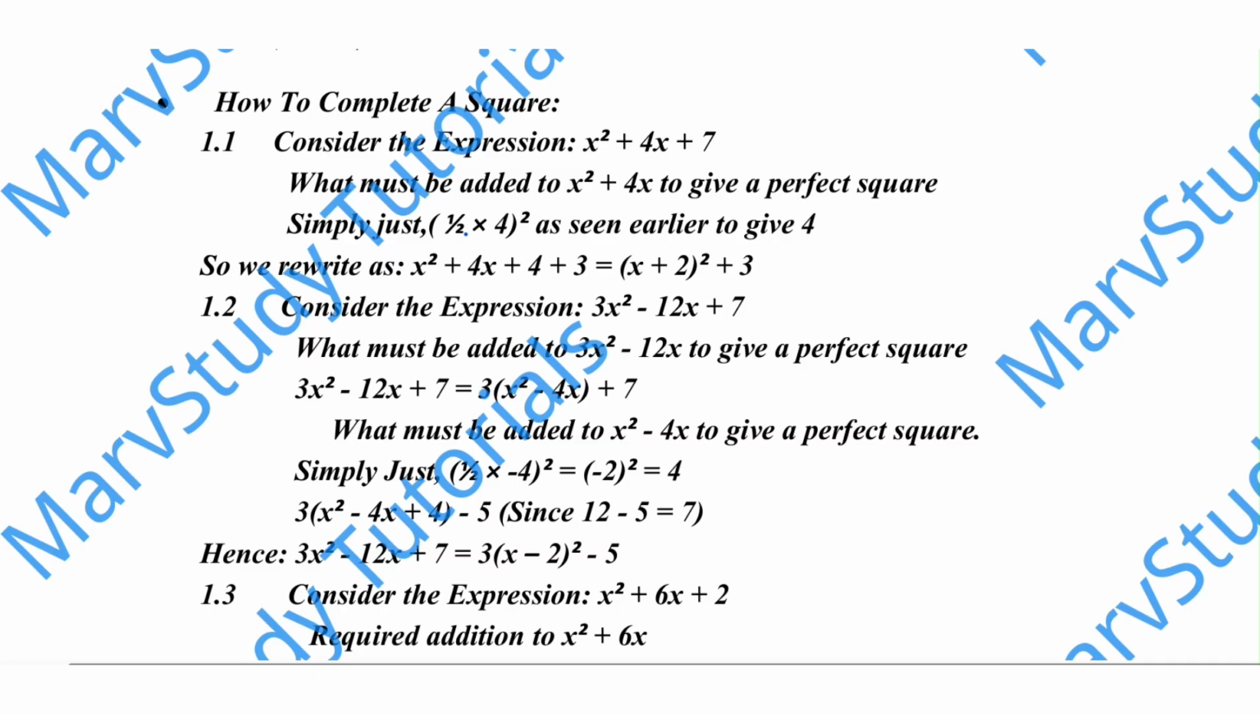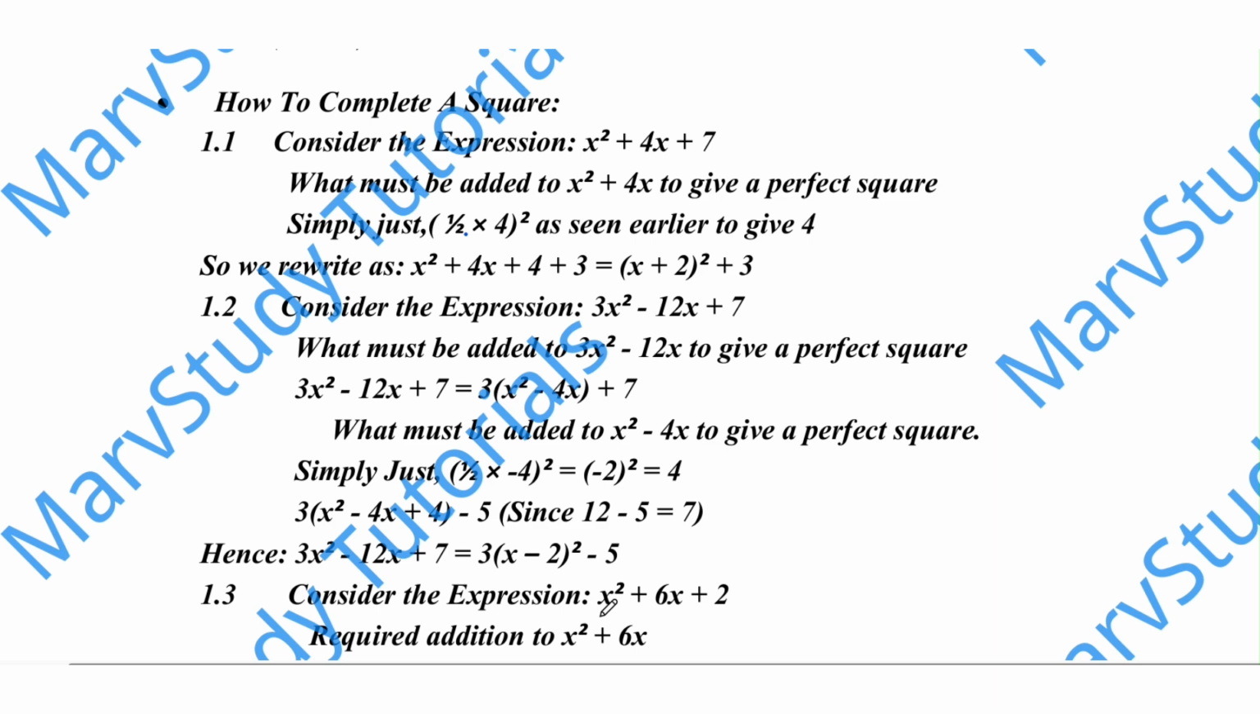Express x squared plus 6x plus 2 as a perfect square. So the first question is, remember I said do not look at the constant term for now, but it's important. What must be added to x squared plus 6x to give a perfect square? You look at the coefficient of x. What is the coefficient of x?